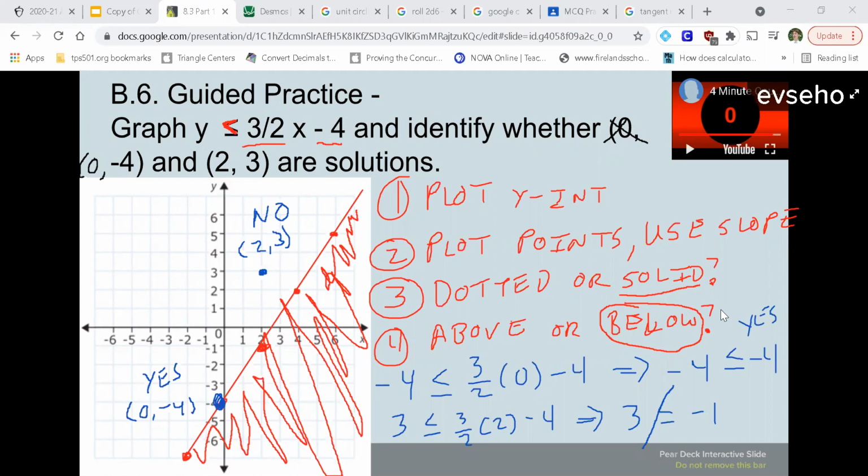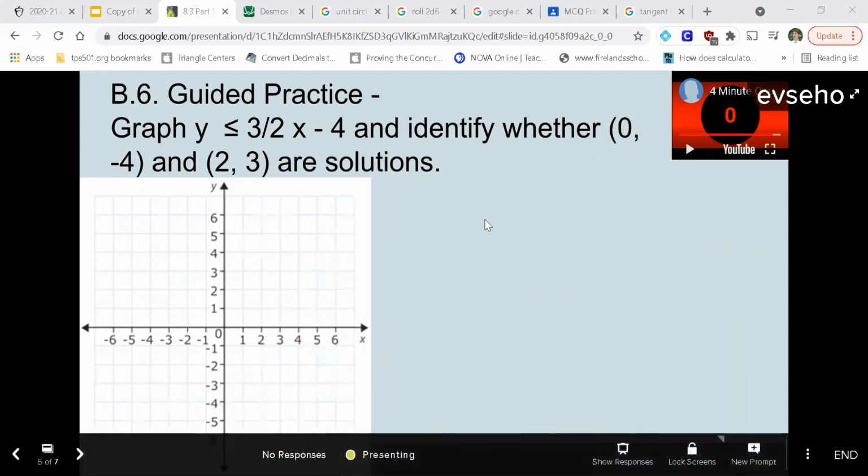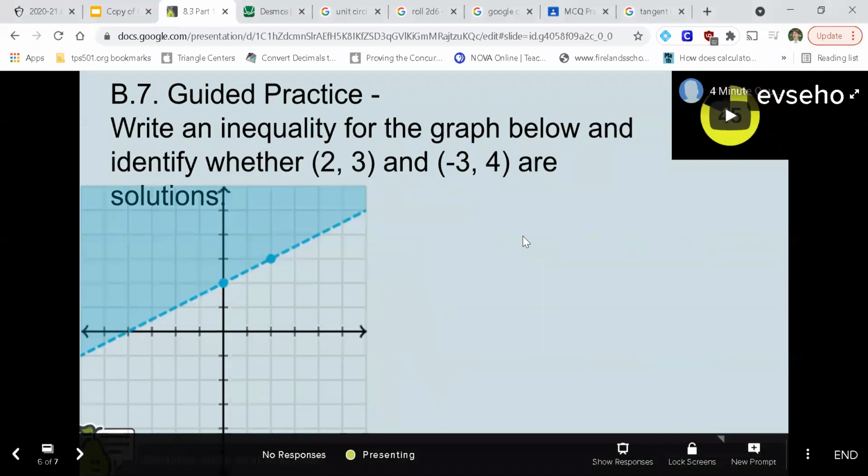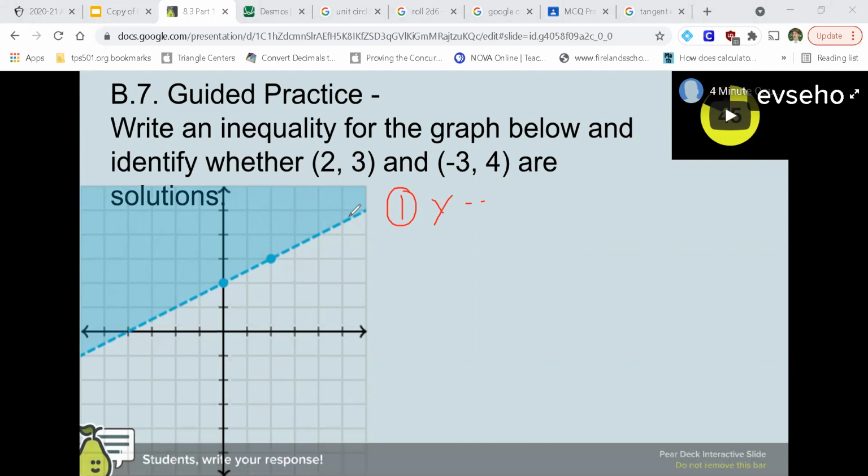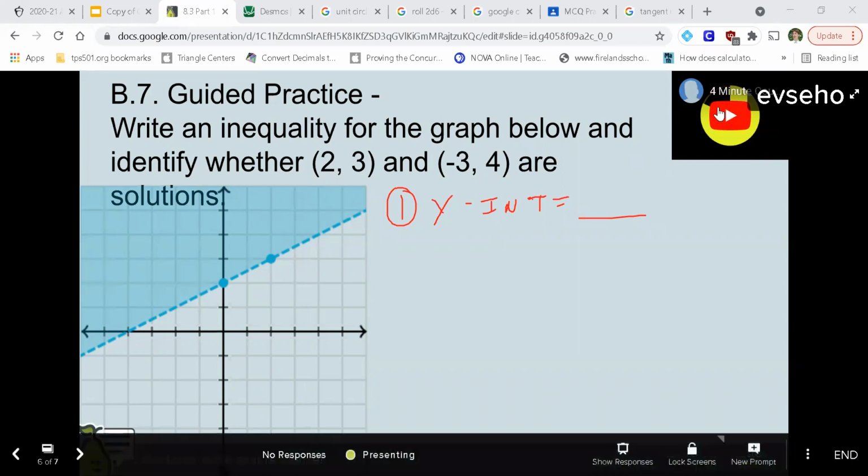All right. Last thing we're doing today then. We're gonna now do this backwards, okay? We want to write an inequality for this graph below. So, again, the steps are very similar. First, tell me, what is the y-intercept? I'll give you a minute for that.